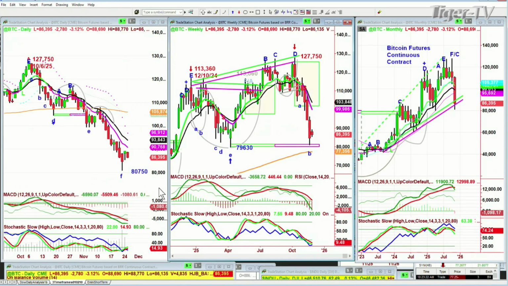And three days ago, we went to 80,750. The MACD in the weekly chart is so heavily negative, and the stochastics at 9%. I can't see anything other than bounces. At some point, you will get the buying, but should I do it now? Yes, I'll do it now.